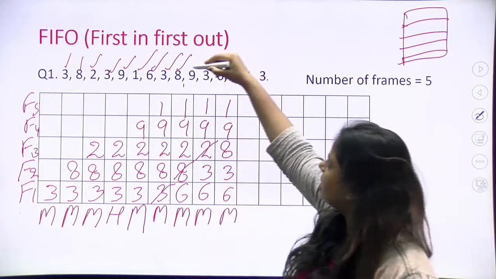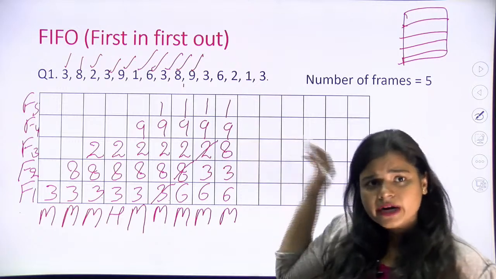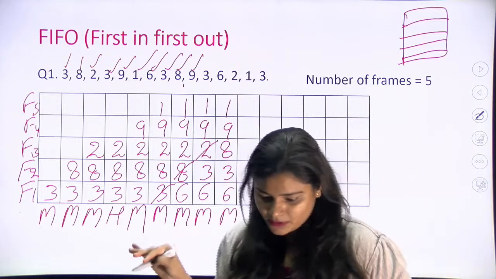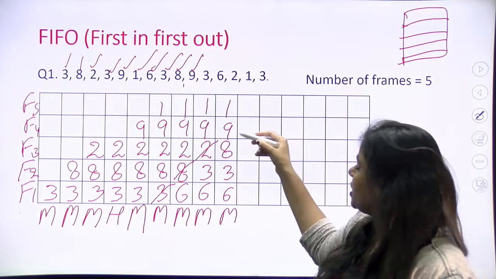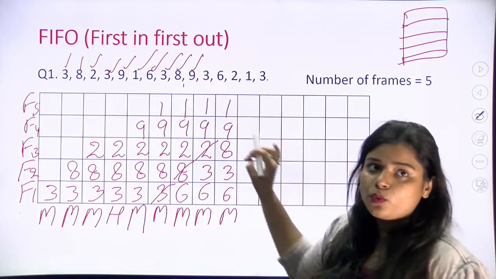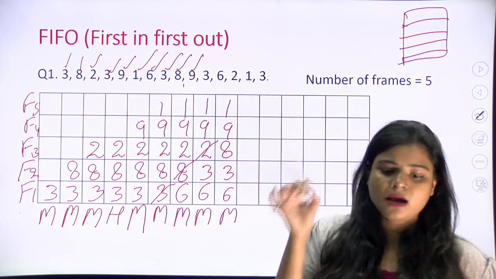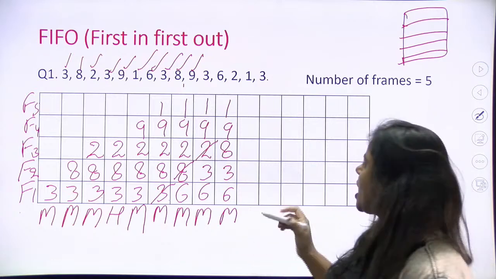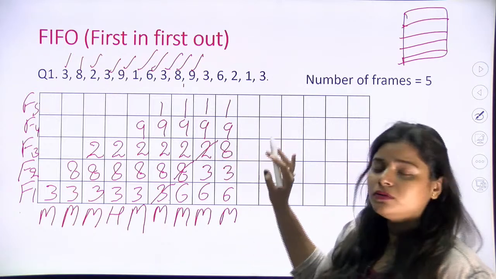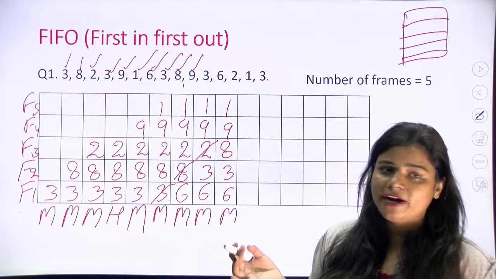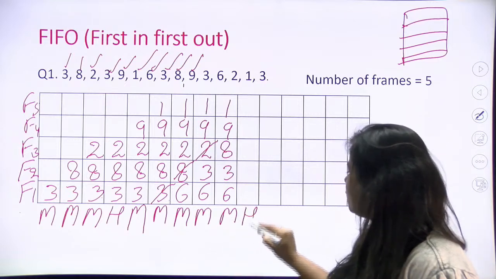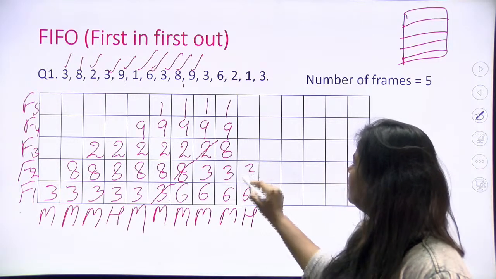Now we are having 9. 9 is already present inside the main memory. Okay, so 9 we are having inside the main memory. This situation is called a page hit. No replacement is required over here. This is the situation of page hit with 9.